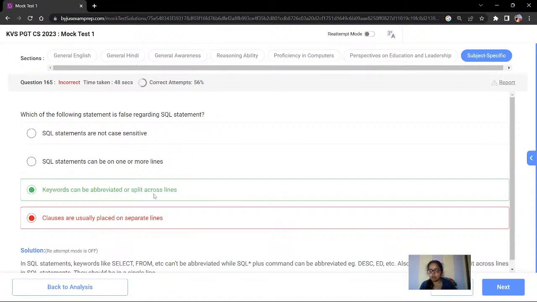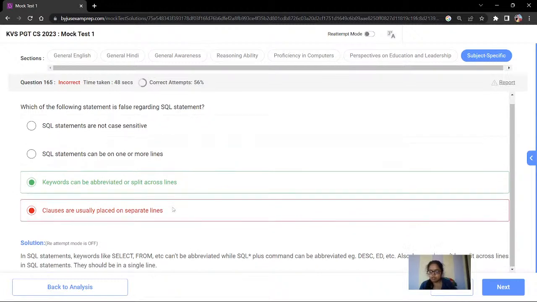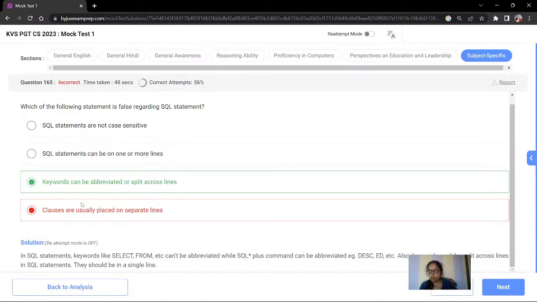Keywords can be abbreviated or split across lines, that is the false statement. SQL statements are not case sensitive, that is true. SQL statements can be on one or more lines, yes. And clauses are usually placed on separate lines, that is also yes. Keywords can be abbreviated or split across lines, this is wrong, false. In a statement, keywords like select and from can't be abbreviated, while SQL*Plus commands can be abbreviated. Also, keywords cannot be split across lines in SQL, so they are on a single line.